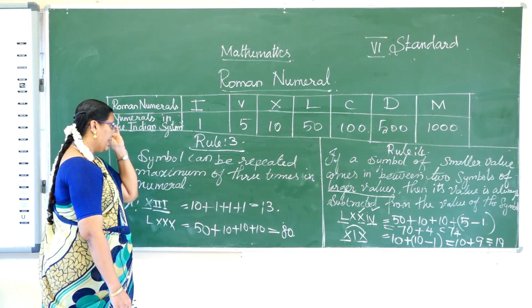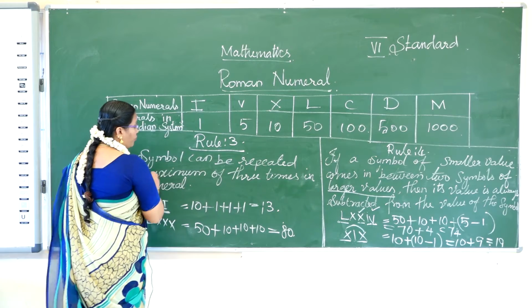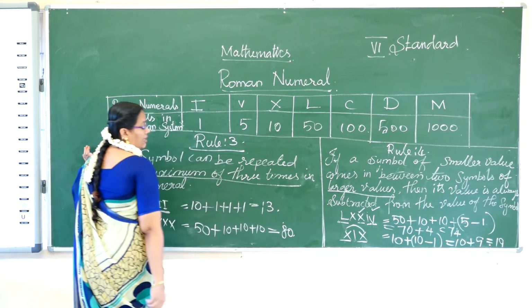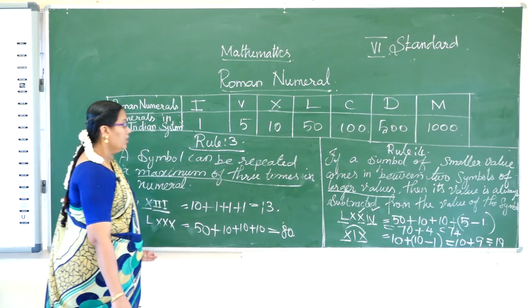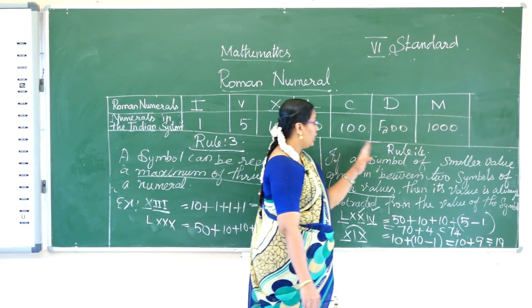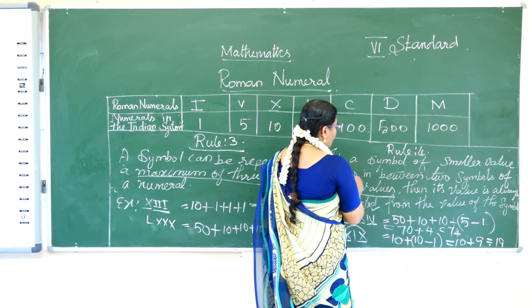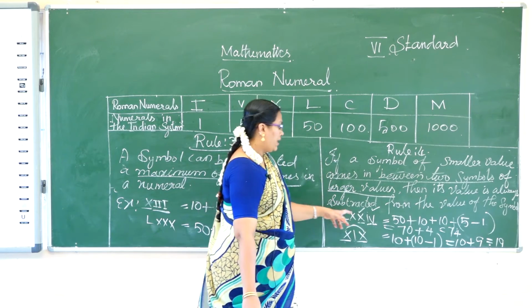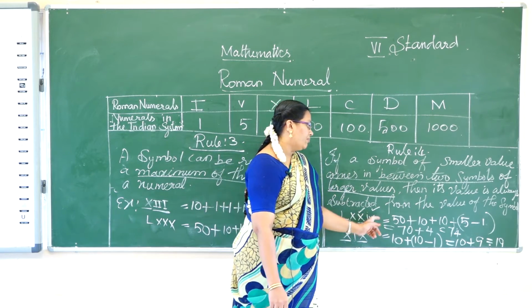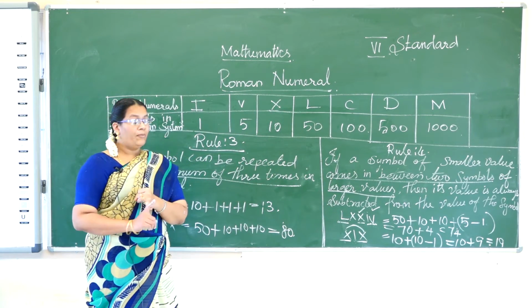What is rule number 3? A symbol can be repeated a maximum of 3 times. Maximum of 3 times is accepted in Roman numerals. And then rule number 4: the smaller value comes in between 2 symbols of the largest value. At that time it is subtracted from the value of the symbol. Okay. I hope you all understand rules 1 to 4.